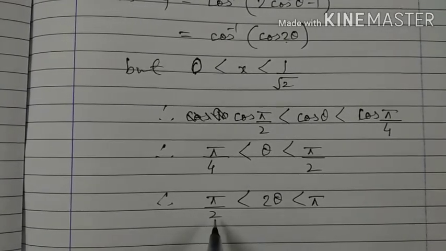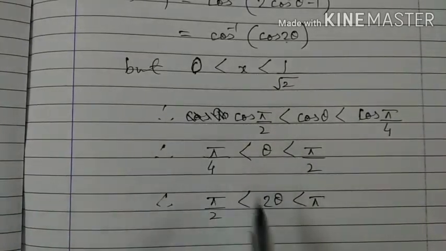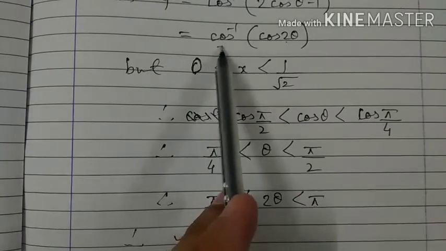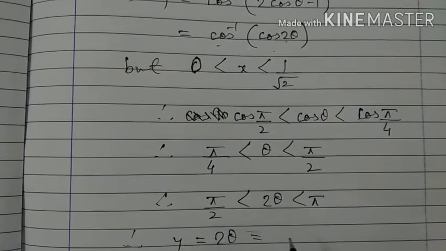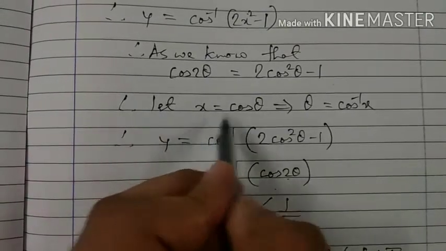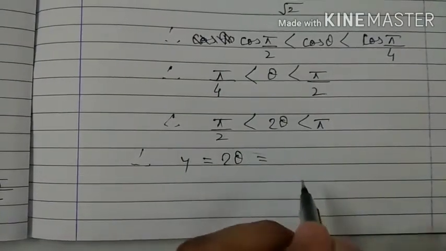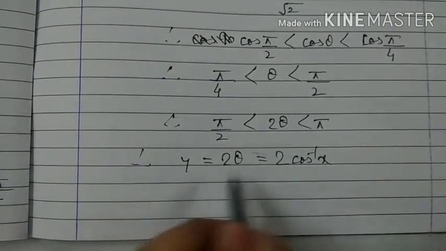Now 2 theta lies between pi by 2 and pi, which is already the range of cos inverse. This angle is in range of cos inverse. It is confirmed. Therefore y equal to cos inverse, and cos gets cancelled, so y equal to 2 theta. We have assumed x equal to cos theta, so theta equal to cos inverse x. So writing cos inverse x for theta, y equal to 2 cos inverse x.